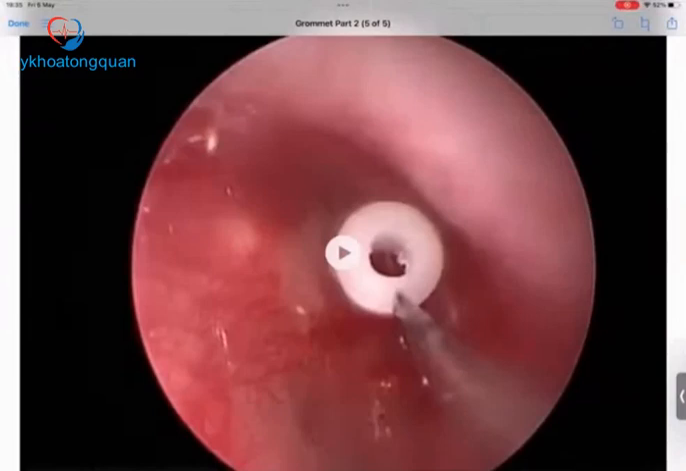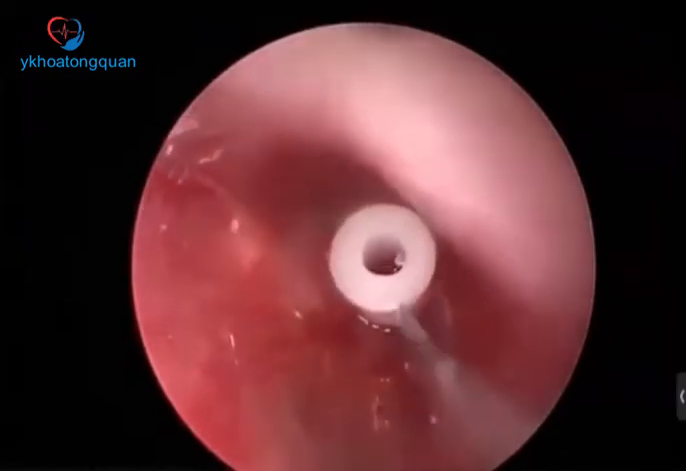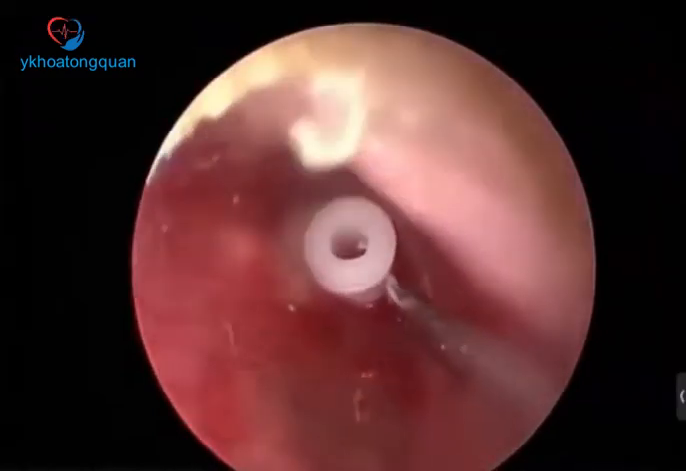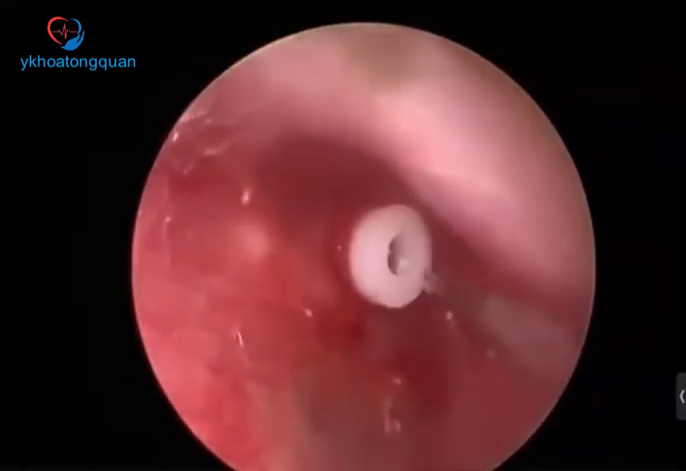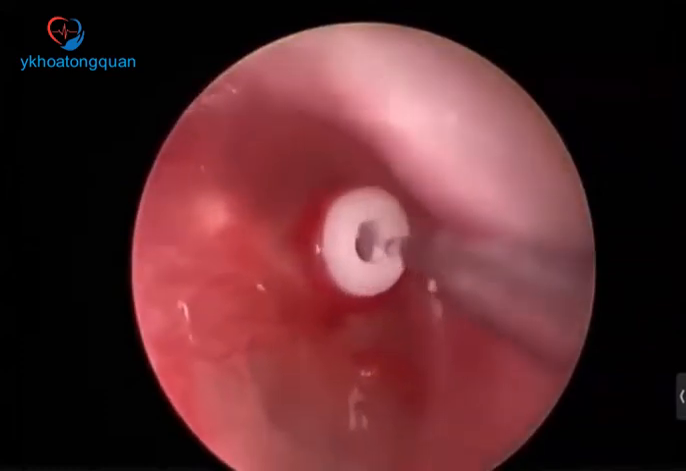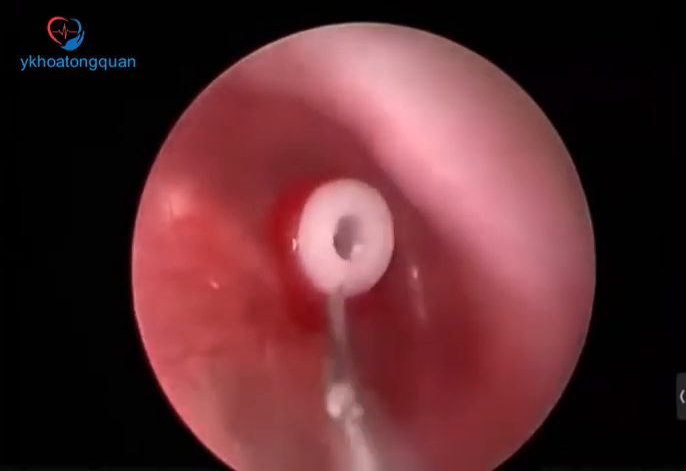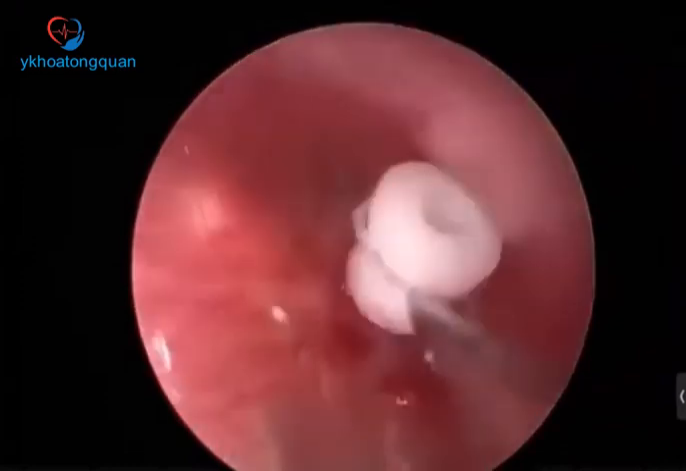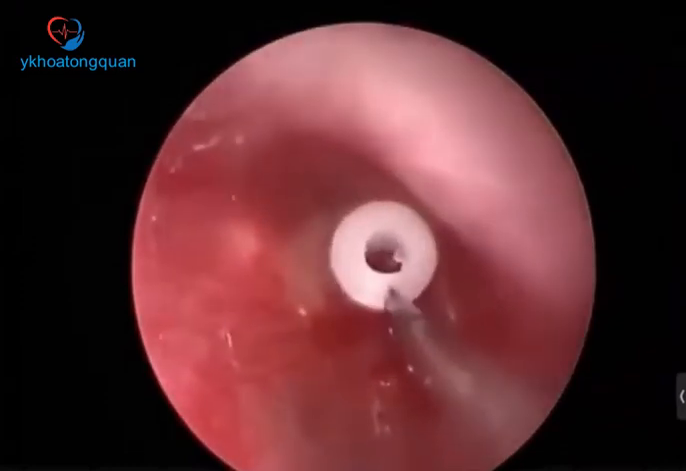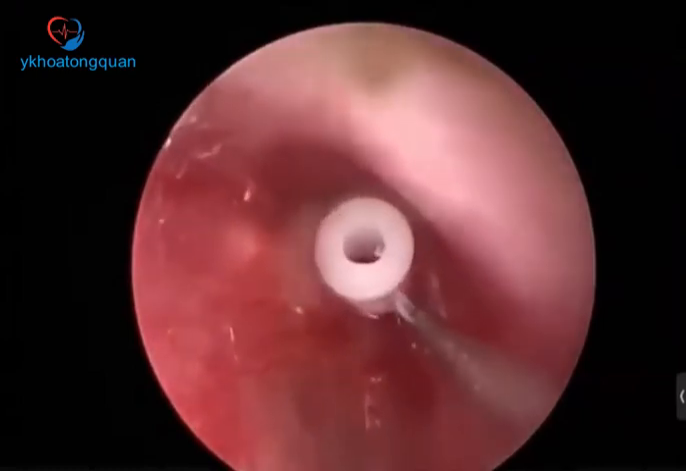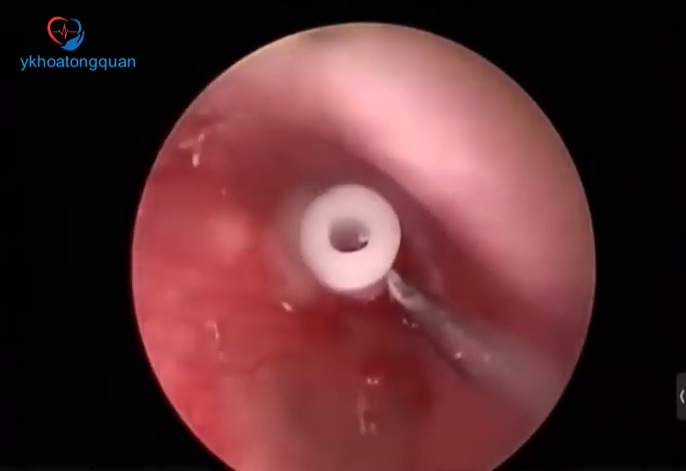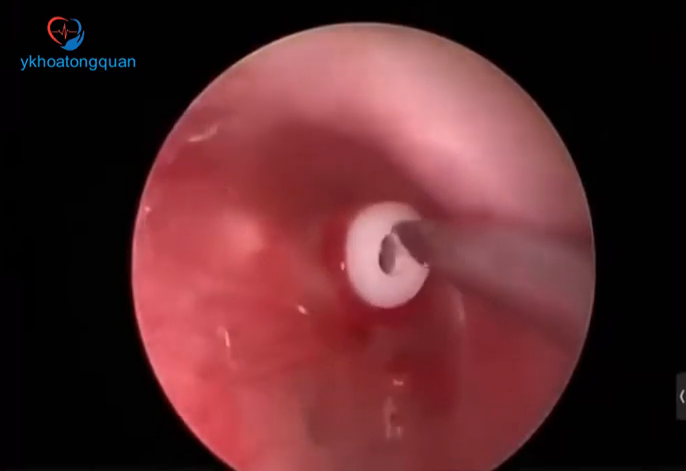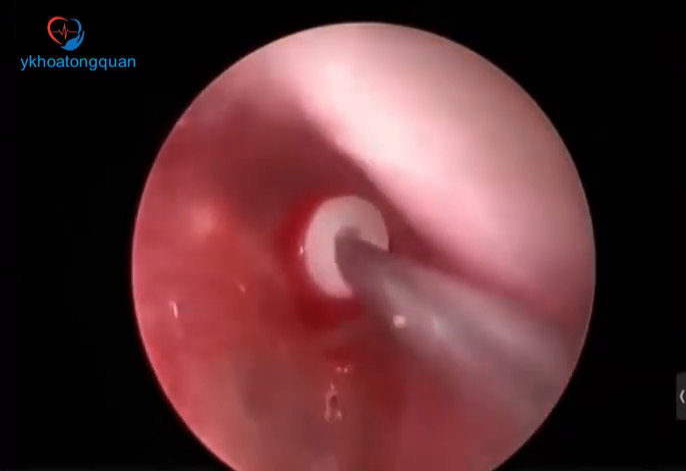The parents might ask you how much time the grommet will take to come out. The answer is it may take 6 months to 1 year, depending on the patient and the type of grommet used.